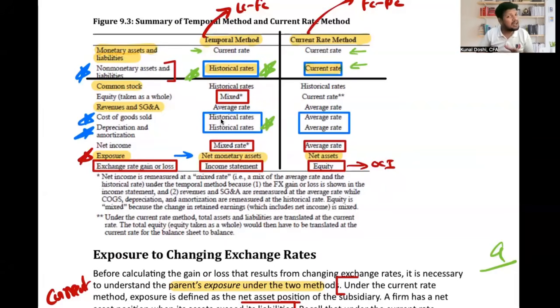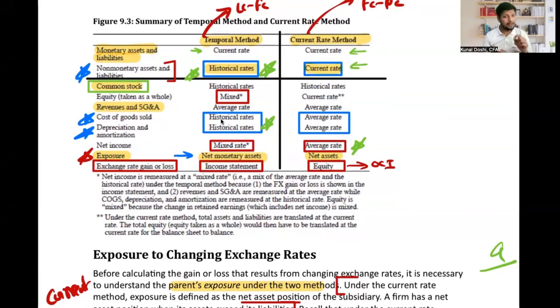Under the current rate, there is no such issue. For the whole income statement, revenues and expenses, all of them are taken at the average rate. So what is the advantage? The net income is also at the average rate, unlike the temporal method. The issue is with the temporal method, where they use the historical rate for non-monetary assets and expenses related to that. Therefore, their net income is at a mixed rate. Common stock, they both use the historical rate, that is the rate when the stock was actually issued. Correct. This is the major difference.